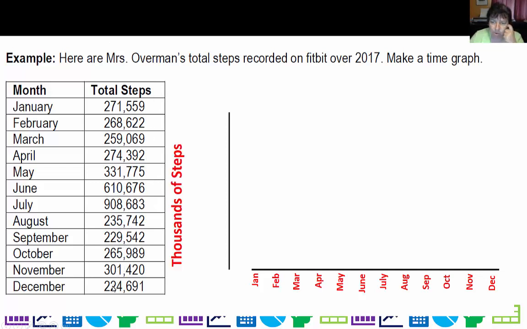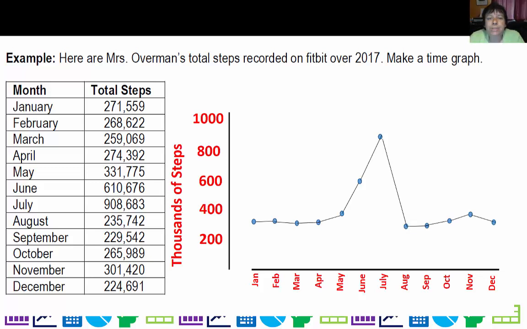And my lowest value looks like it's 224,000, and my highest is 908. So I want to make sure I put values so I can include the lowest and the highest. So there's 200, 400, and there you go. Then I'll basically go ahead and put a dot down for each one of these. It's roughly estimated, it's not exactly right. And then connect them with line segments.